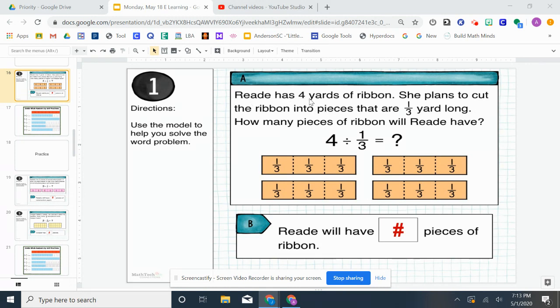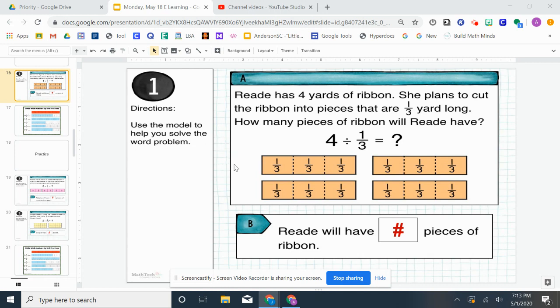Reed has 4 yards of ribbon. She plans to cut the ribbon into pieces that are 1/3 of a yard long. How many pieces of ribbon will Reed have? So she has 4 to start with, and she wants to divide it up into 1/3 size pieces. Use the model to help you solve the word problem.